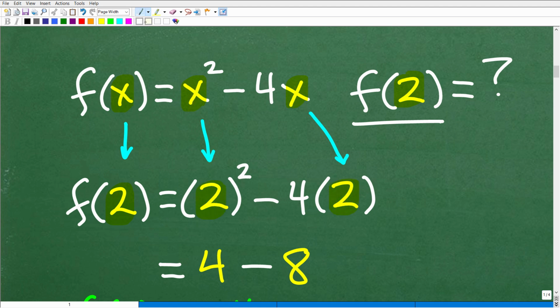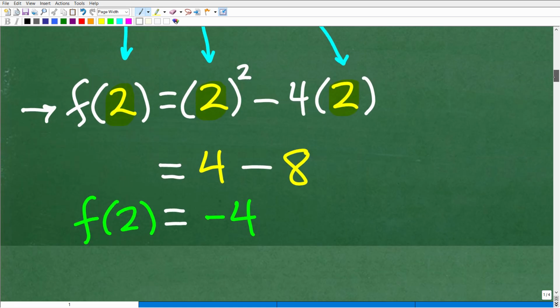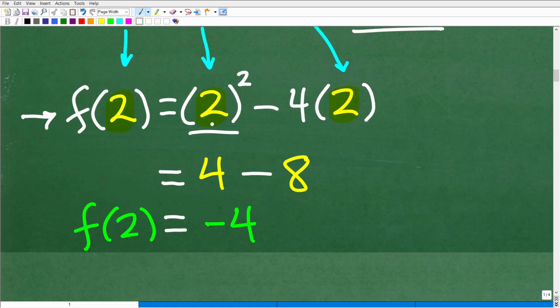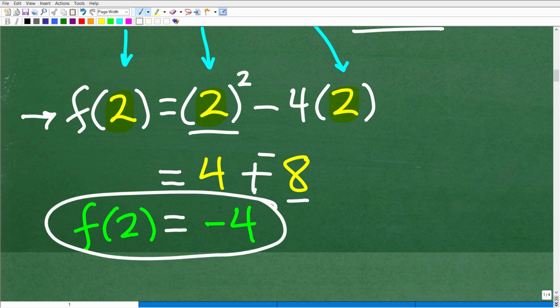And by the way, a little note, when you plug in or substitute values into a function or any other variable expression, always use parentheses. Always, always, always use parentheses. So f of 2 for this particular function is going to be equal to 2 squared minus 4 times 2. And now we can just simply do the math here. So 2 squared is 4, minus 4 times 2 is 8. So 4 minus 8 is going to be a lovely negative 4. So f of 2 is equal to negative 4.